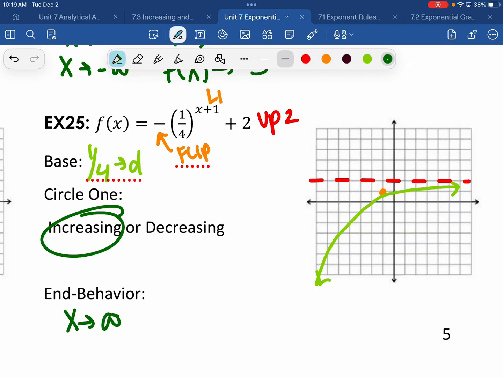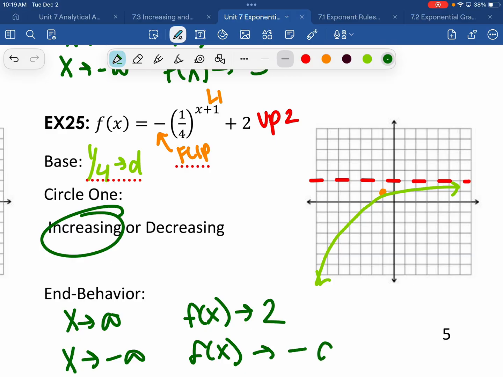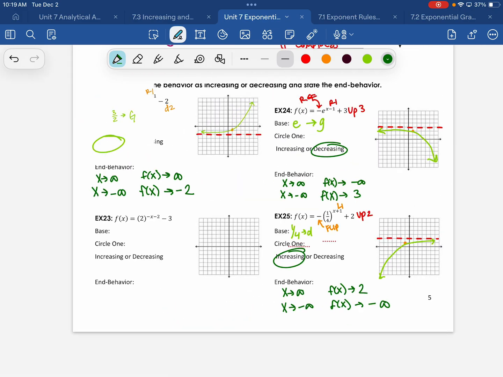And then as x approaches infinity, f of x goes to 2. And as x approaches negative infinity, negative infinity. Why is it increasing if it's decay? Because it got flipped. Okay. So if you think about it, the decay is a negative, the flip is a negative, a double negative is positive, and it kind of makes it increase.